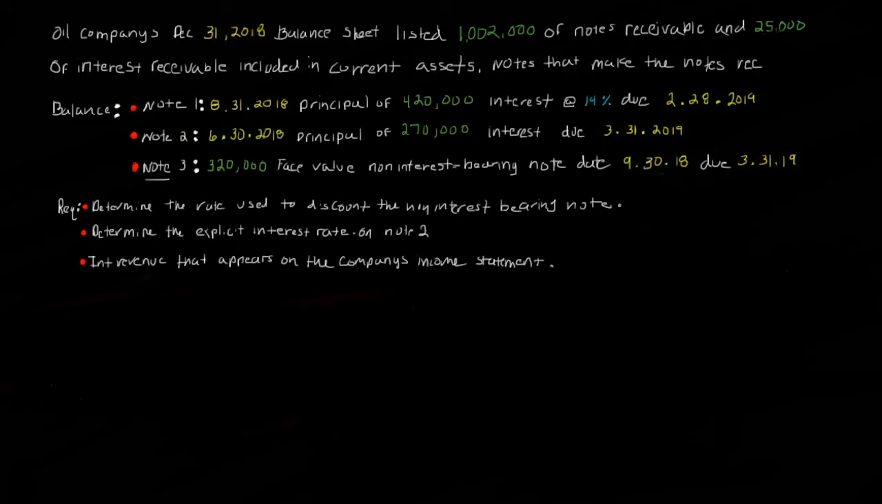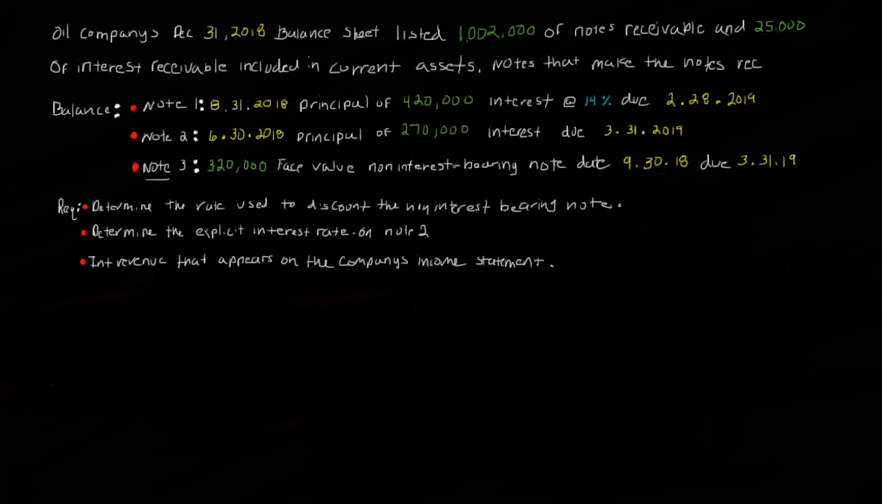Starting at the top, the balance sheet of oil companies as of December 31st, 2018 lists $1,002,000 of notes receivables and $25,000 of interest receivables included in current assets. The notes that make these up are listed below. I'm at the first red bullet point in the middle. Note number 1: as of August 31st, 2018, the principal of $420,000 with interest at 14% due in February 28th, 2019.